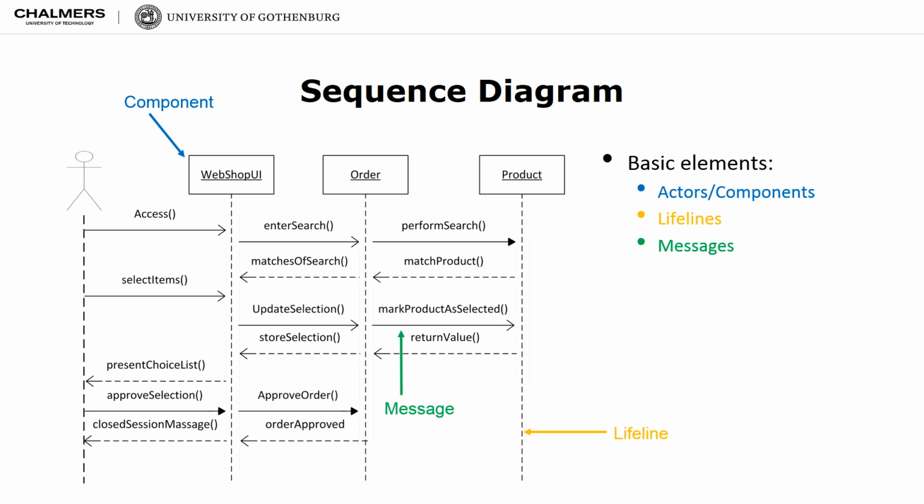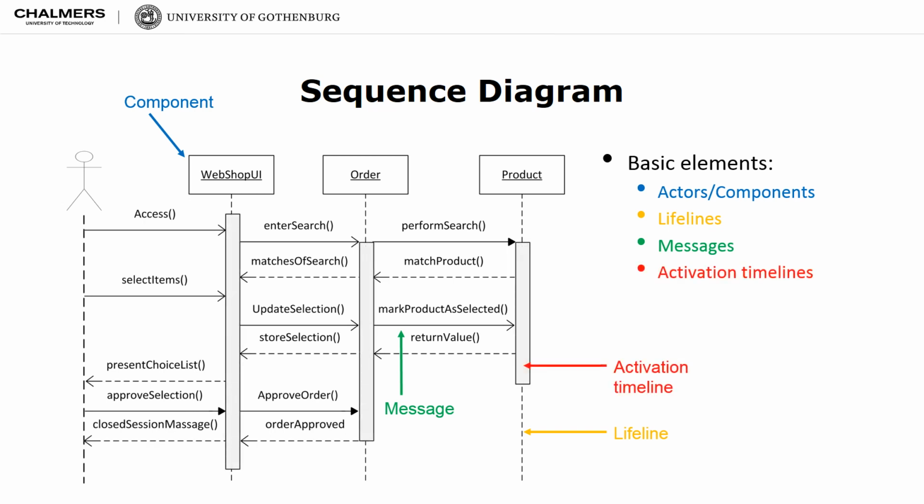The period during which an object is active can be shown through rectangles on top of the lifeline of an object. This box or rectangle showing the activity is called activation timeline.